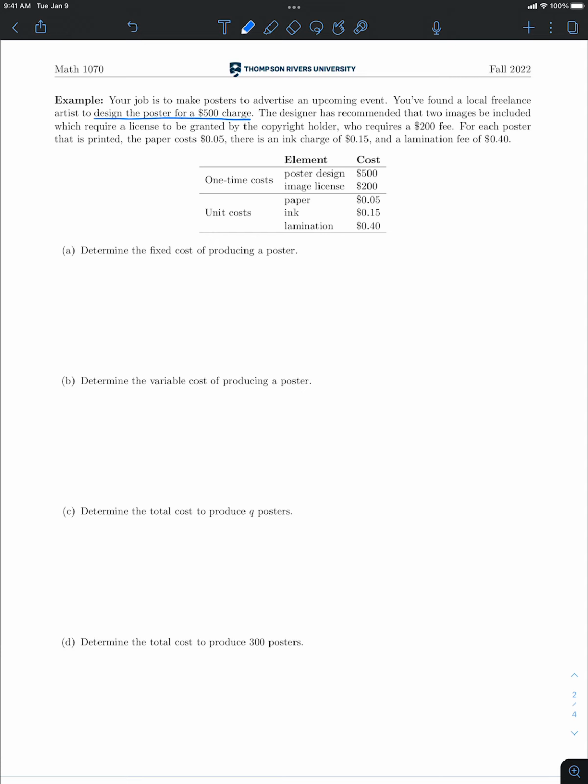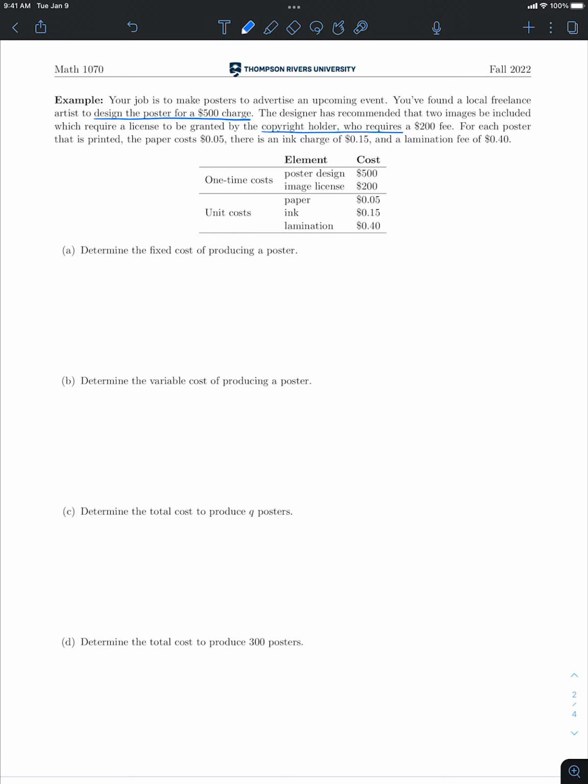Okay, but let's say something happens along the way. You get a phone call a couple of days later, and they say, "Hey, I found a couple of images that I think will be really effective in this advertisement. I'd like to put them in the poster, but they're not cheap. They're copyrighted images, and the original creator of those images is charging a $200 fee for a license to use them for this purpose. So that's going to be an additional cost. Okay, so let's identify that as well."